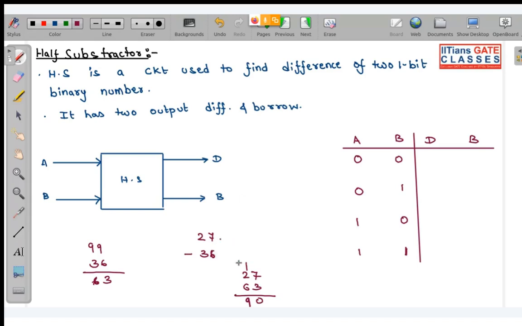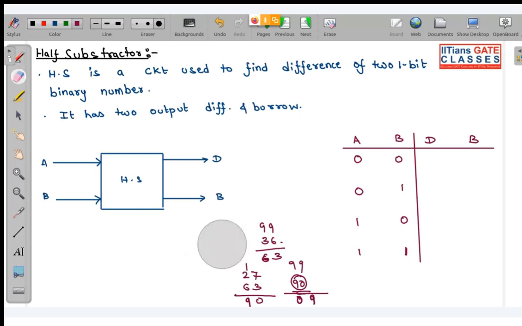So minus 36: 99 minus 36 is 63, and then we add 27 to it, so that is 90. But this is a negative number, so we need to take the complement once again. So 99 minus 90 is 9, with the negative sign placed at the left. So we can solve this using 9's complement also.